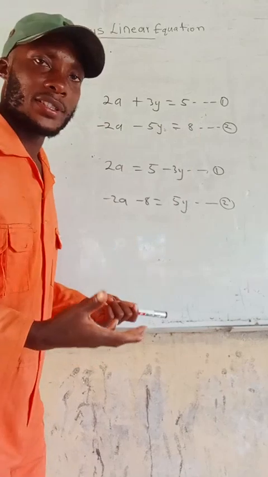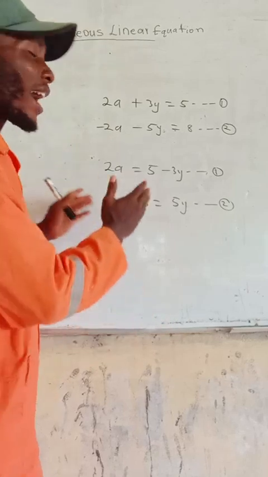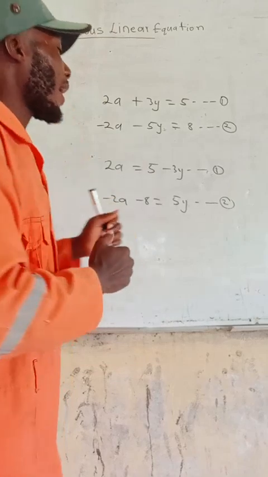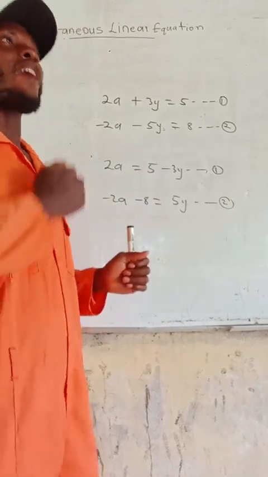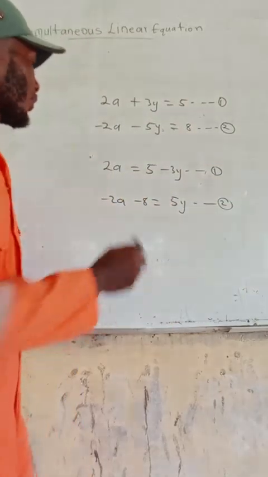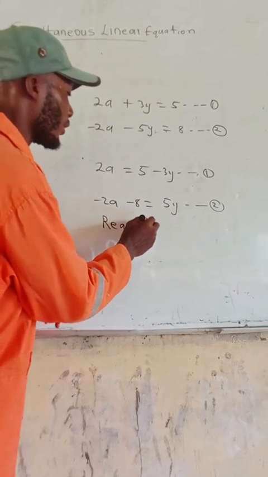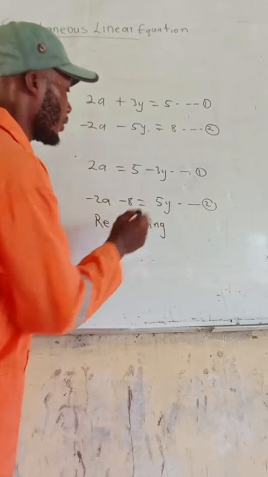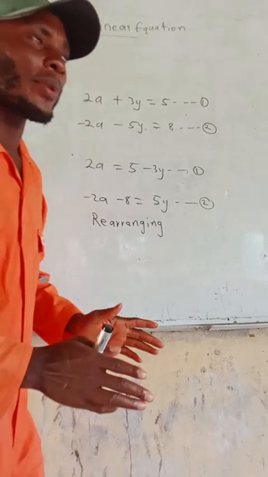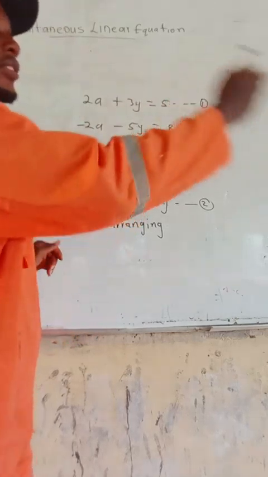Alright, so how do we rearrange it? We know that the two alphabets should be on this side of the equation, while the constant should be after the equal to sign. So let's rearrange. We'll say rearranging. So we are going to rearrange it such that the two alphabets are going to be on this side, and after the equal to sign is the constant.